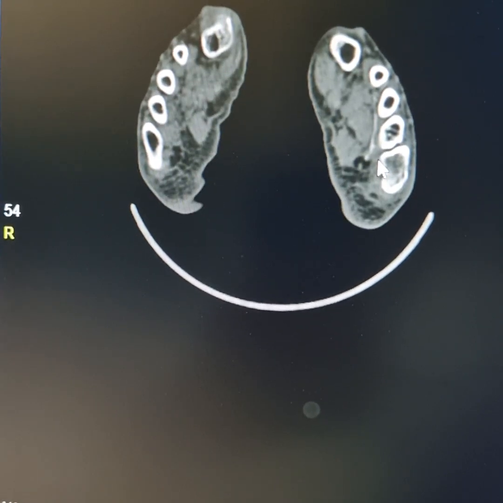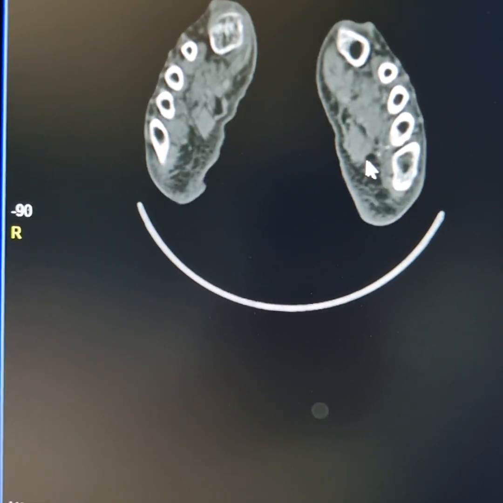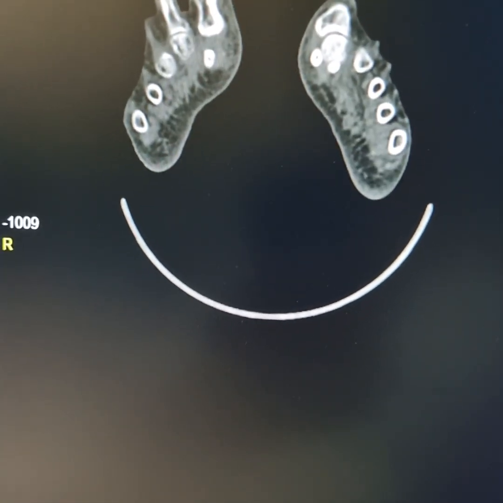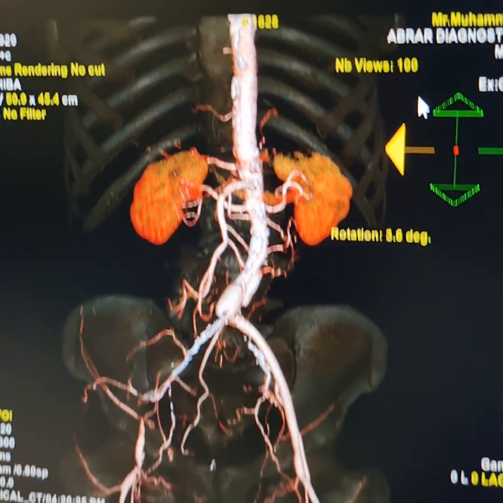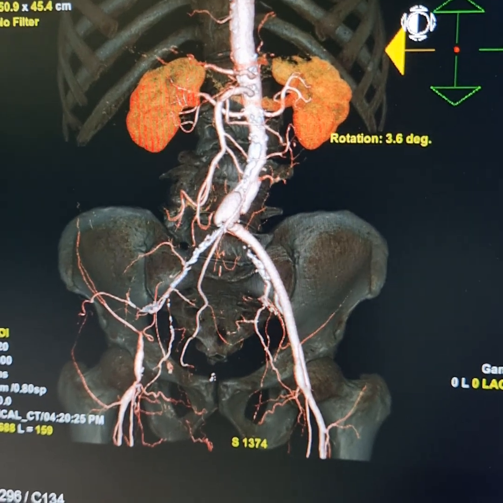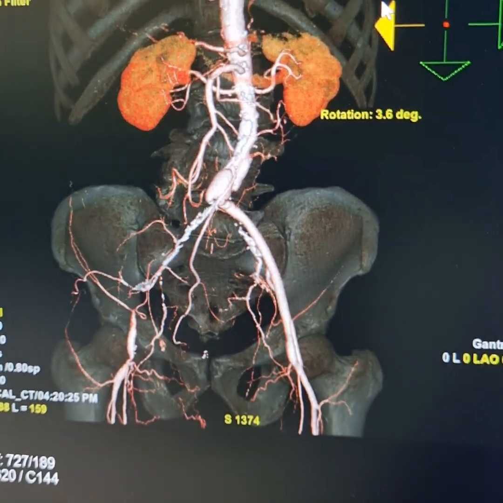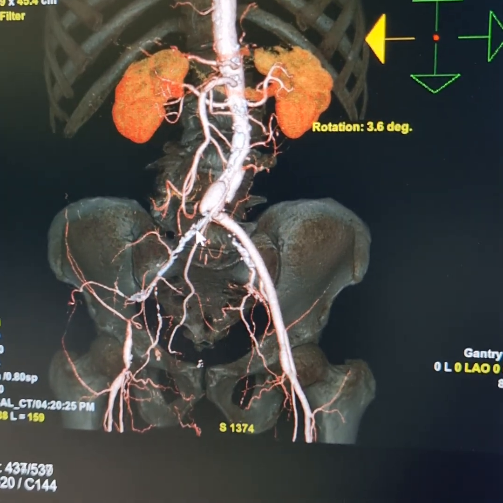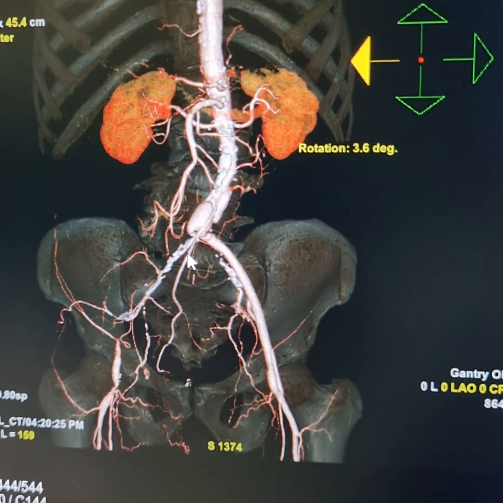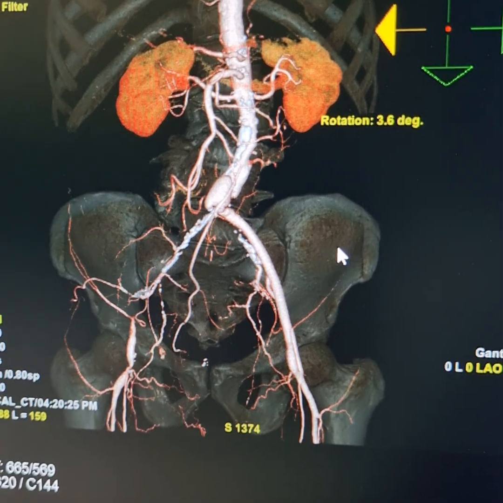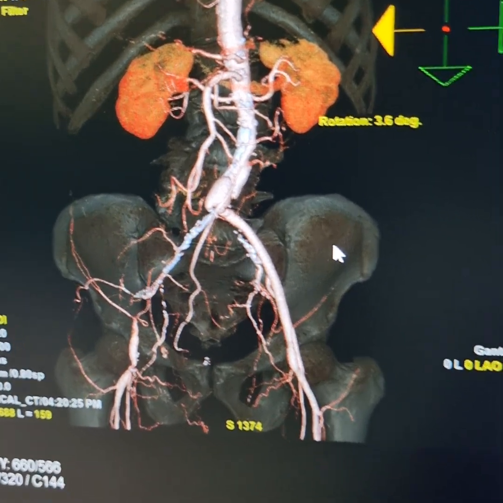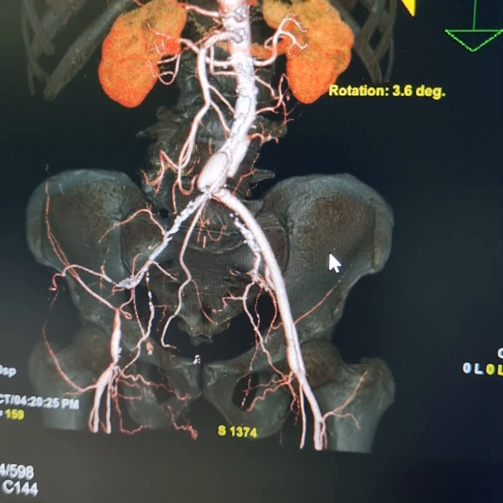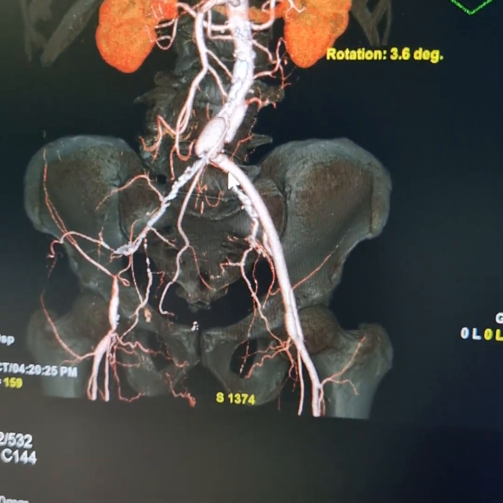Some of the distal branches are also opacified like this one, but its medial branch is completely thrombosed. Now this is the 3D. One must evaluate 3D very carefully because on the right side this seems to be a patent lumen, although this was thrombosed on the normal CT scan which I have shown you earlier.